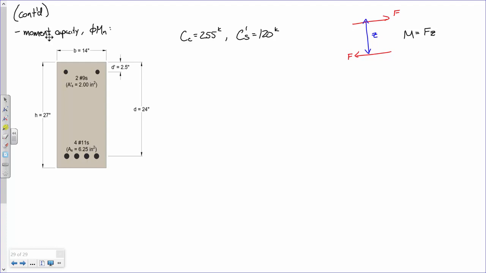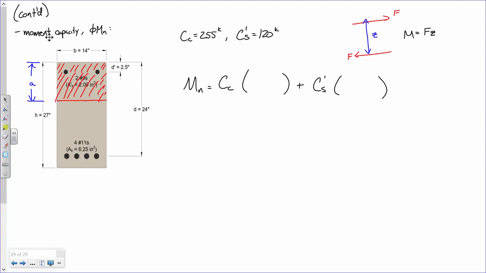So what I propose is this. Here's the beam, okay? So I've got two compressive forces, right? I got a compressive force generated by the concrete in compression, right? So remind me, this dimension here, this is a, right? So that's the C_c, and I also have a force generated by that steel in compression. What I'm going to do is this, okay? In order to determine the moment capacity, this is how I'm going to do this. I'm going to have C_c times some moment arm plus C_s prime times some moment arm. And to keep this simple, I'm going to do it the same way I did the true T-beam. I'm going to sum all my moments from here.